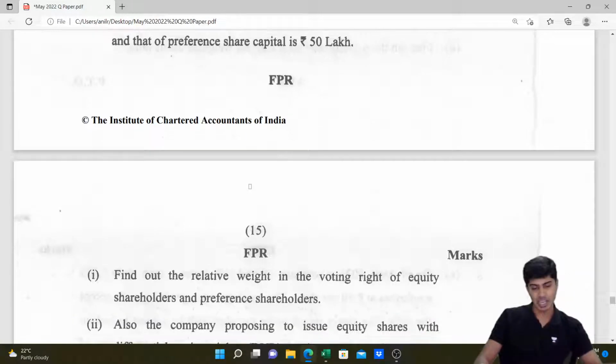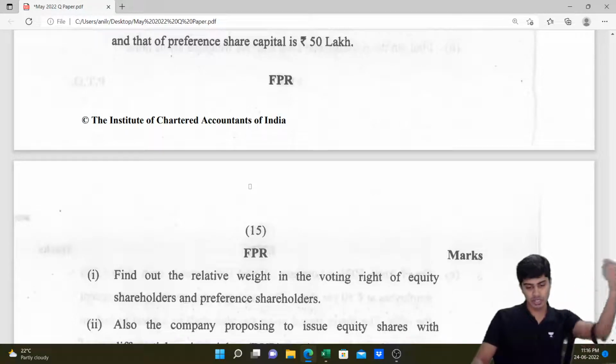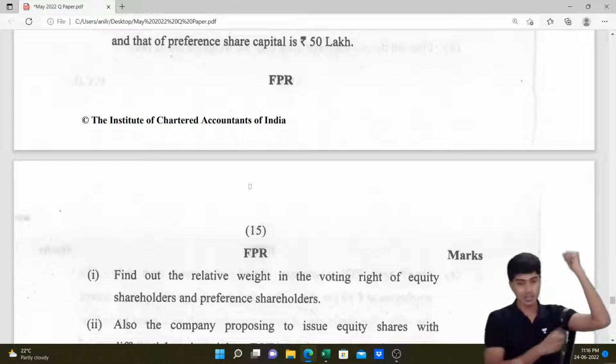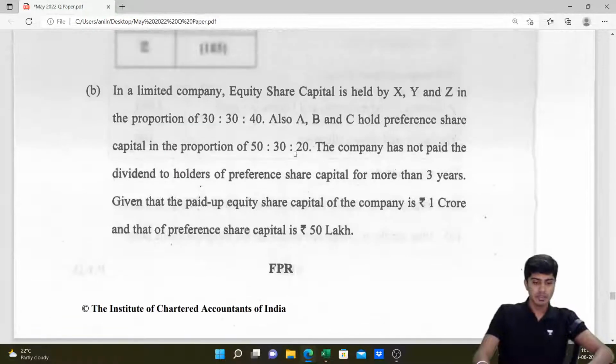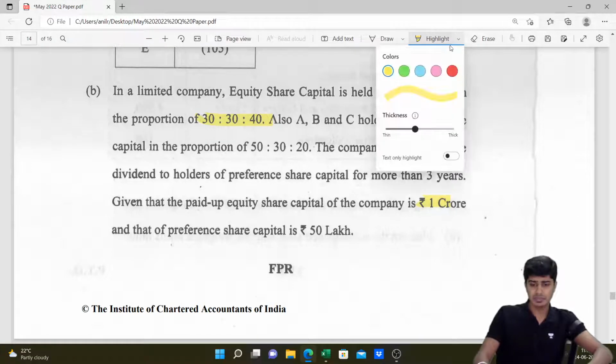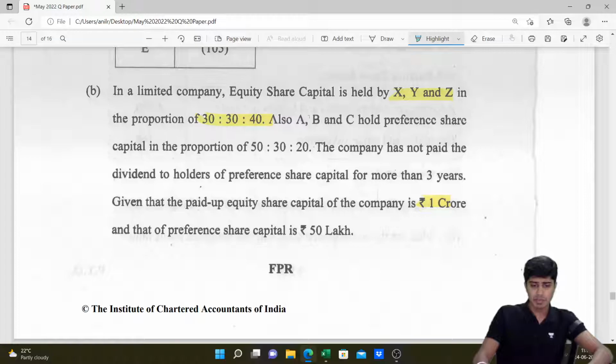Preference share capital is 50 lakh. Find out the relative weight in the voting right of equity shares and preference shareholders. Chalo, let's do this. We have XYZ equity shareholders and their capital is 1 crore. Have a look. 30, 30, 40, 1 crore XYZ will split, and then between ABC or preference shareholders in 50, 30, 20 ratio will split 50 lakh.